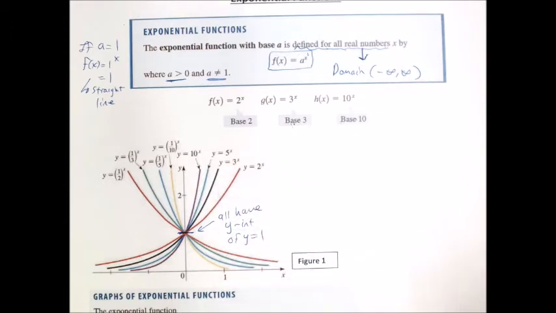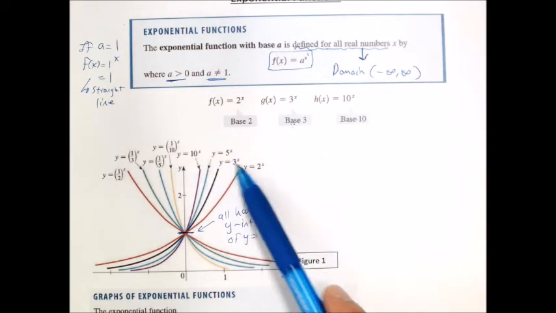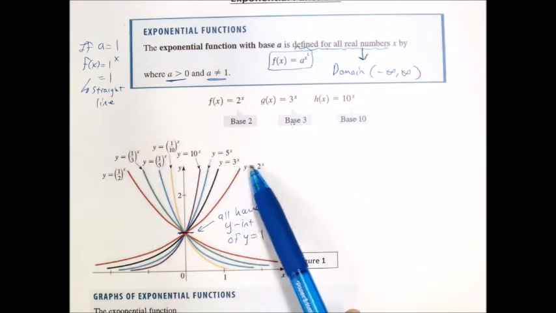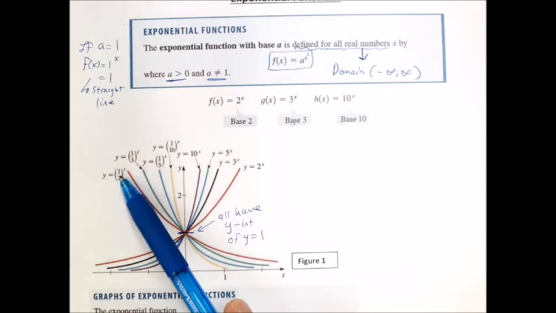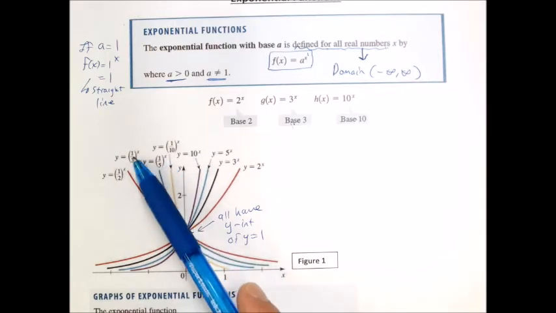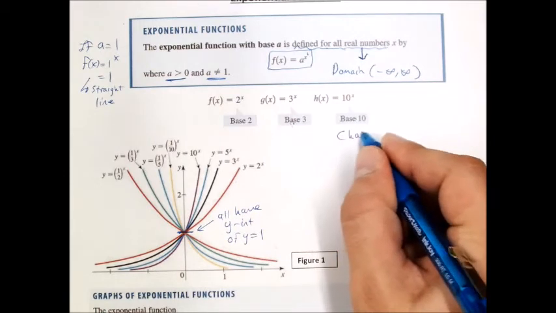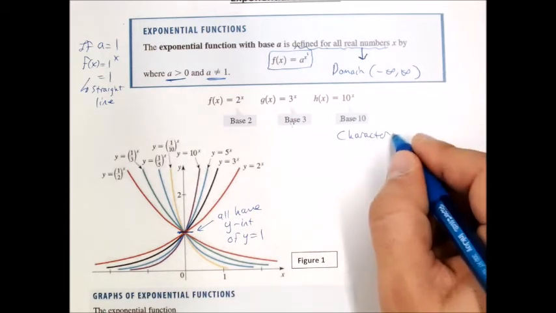Manuel? The ones on the right side are whole numbers, and the ones on the left side are fractions. Yeah, the ones on the right are all whole positive numbers, and the ones on the left are all numbers between 0 and 1. That's one thing I want to point out. I'm going to write down some characteristics.